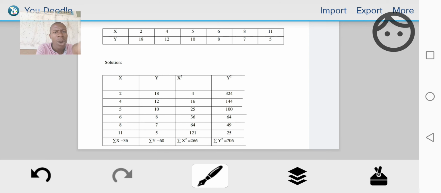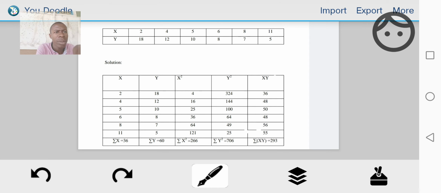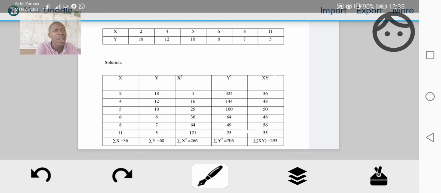Now from here, we're going to multiply the variables of x and the variables of y correspondingly. We'll call this column xy. So xy will be 2 times 18, which is 36, 4 times 12, which is 48, 5 times 10, 50, 6 times 8, 48, and so on and so forth. Then when we sum each of those, we're going to call that column the sum of xy, which is 293. Okay, so this is what we're going to do.